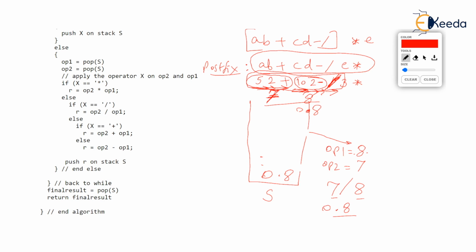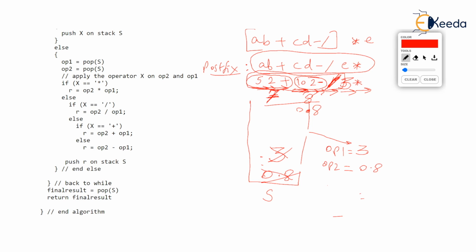And now when you scan the expression, we get the next token as 3. 3 is an operand, so we will push it. And finally we get multiply. Multiply is an operator, so we will pop the stack 2 times. And we are going to get 3 out of stack first. And we are going to get 0.8 from the stack second.